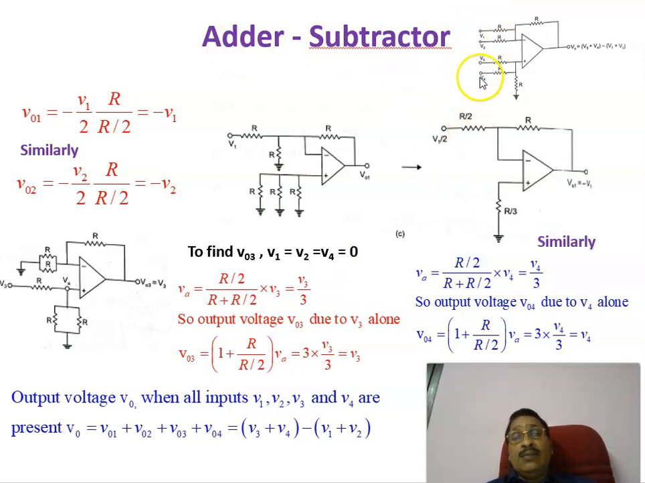Here V3 and V4 are coming, they are getting added, V3 plus V4, and here V1 and V2 are added and subtracted from this. So the output voltage is equal to the addition of these voltages, minus the ones that are being subtracted. Therefore, that is the output voltage. That is what is called an adder subtractor. Therefore, in the op-amp circuit, it involves the addition of voltages and similarly the subtraction of voltages. That is called the adder subtractor circuit of op-amp.